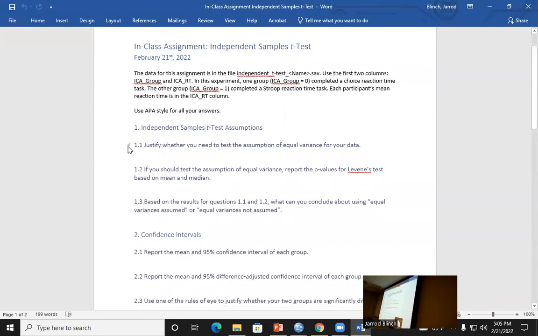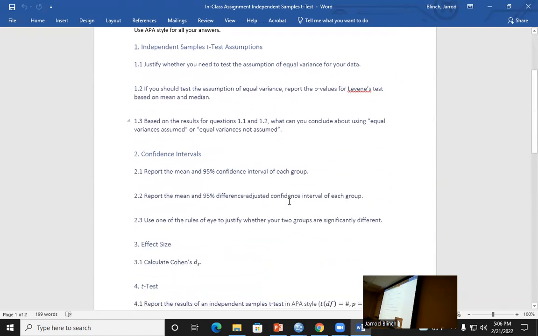But you're going to look at the assumptions and actually just kind of the new assumptions. On the at-home assignment, I'll probably touch on all the assumptions, but in class, we'll just look at the new ones, specifically homogeneity of variance. And then I'd like you to calculate all 3 types of confidence intervals, the typical ones, the difference adjusted ones.